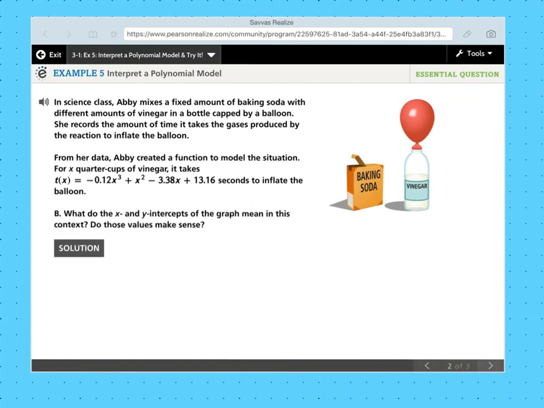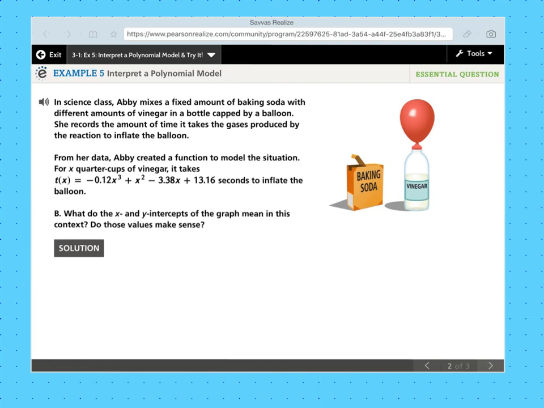Second question here, what do the x and y intercepts in the graph mean in this context? Do these values make sense? So what it means is that when x equals 6.585, y, which is the amount of time, is 0. So in other words, it takes no time. If she puts in 6.5 quarter cups of vinegar, it takes 0 seconds to inflate it. Obviously, that does not make sense.